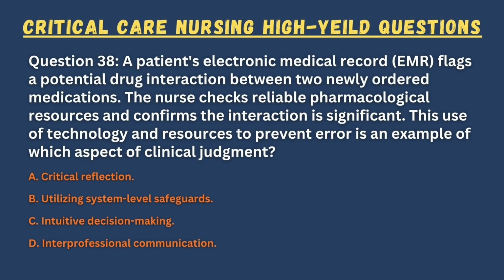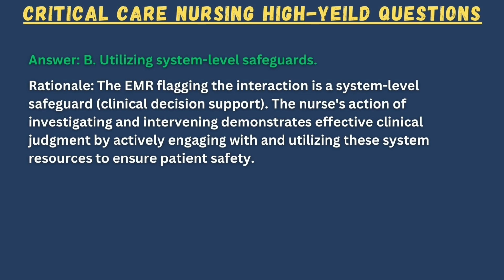Question 38. A patient's electronic medical record (EMR) flags a potential drug interaction between two newly ordered medications. The nurse checks reliable pharmacological resources and confirms the interaction is significant. This use of technology and resources to prevent error is an example of which aspect of clinical judgment? A. Critical reflection. B. Utilizing system-level safeguards. C. Intuitive decision-making. D. Interprofessional communication. Answer: B. Utilizing system-level safeguards.